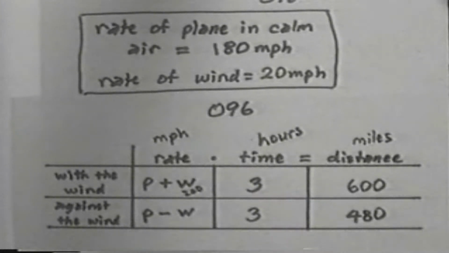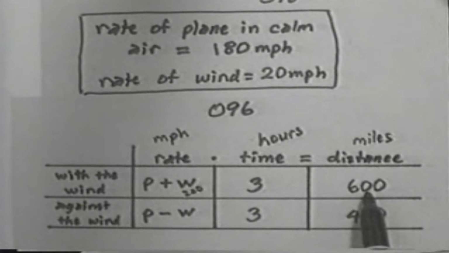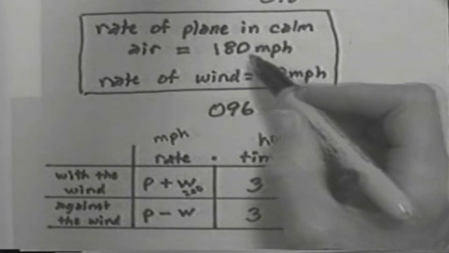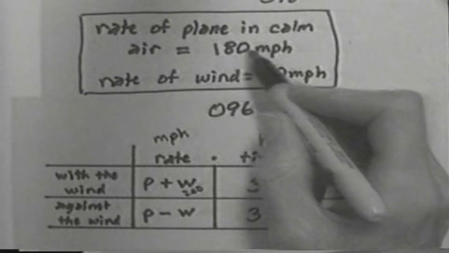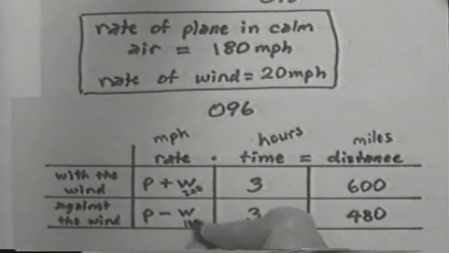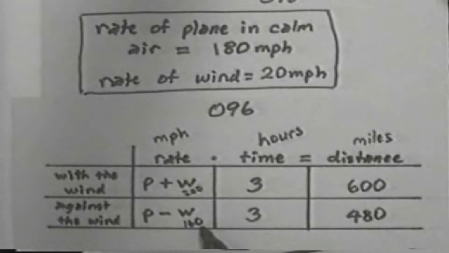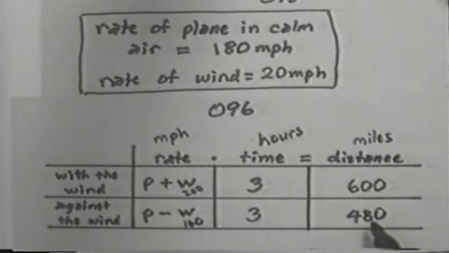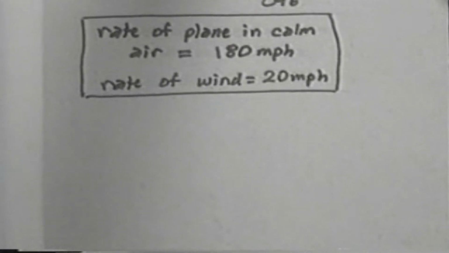And a rate of 200 miles per hour for 3 hours would be 200 times 3, 600 miles. The rate of the plane minus the rate of the wind would be 180 minus 20, or 160. And 160 times 3 will be 480. And so the problem does check, and our solution is correct.